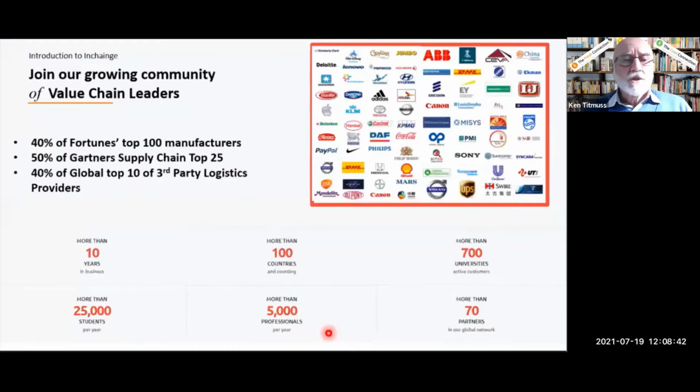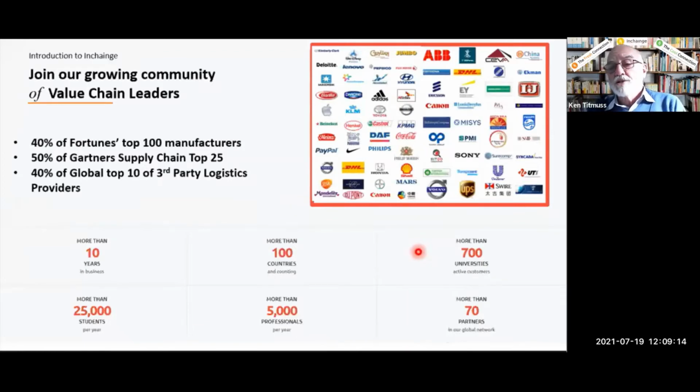It's been used for over 10 years. This is the 10th year, I think, of the Fesh Connection Global Professional Challenge. As you can see here, 40% of the Fortune top 100 manufacturers have taken part, 50% of the Gartner supply chain top 25 have taken part, and 40% of the global top 10 third-party logistics providers have taken part. It's used in more than 100 countries around the world.